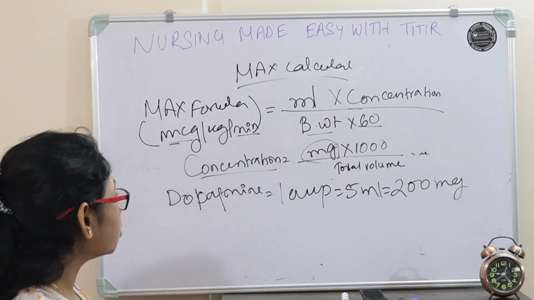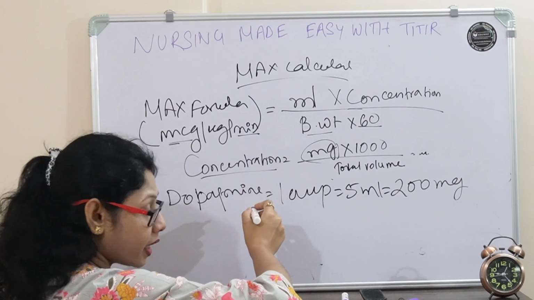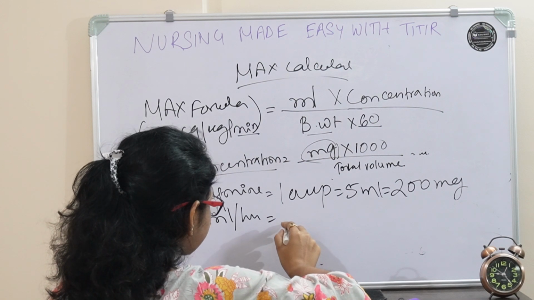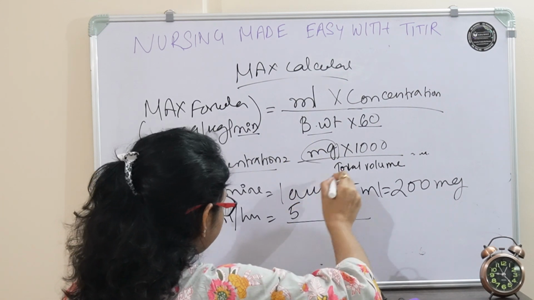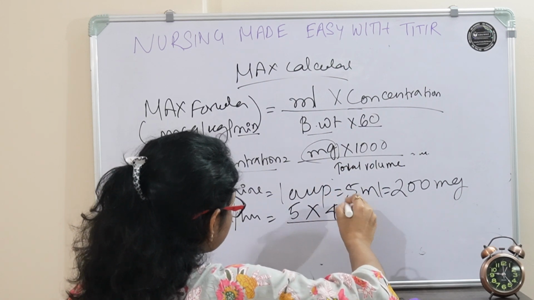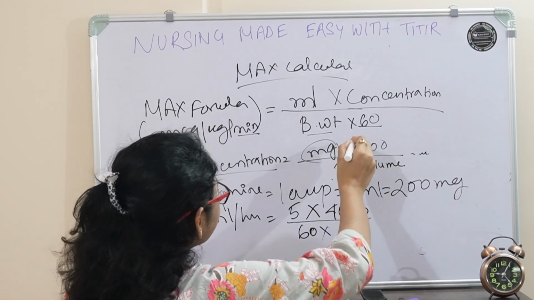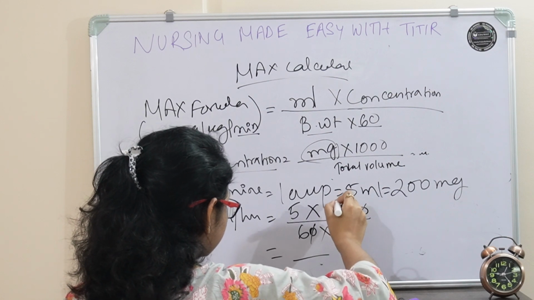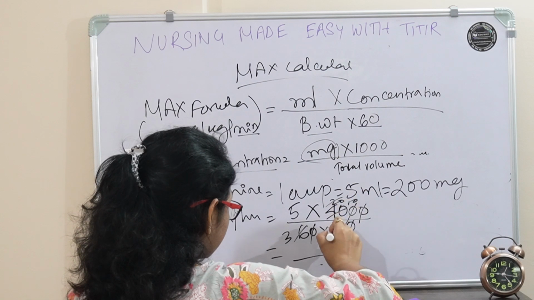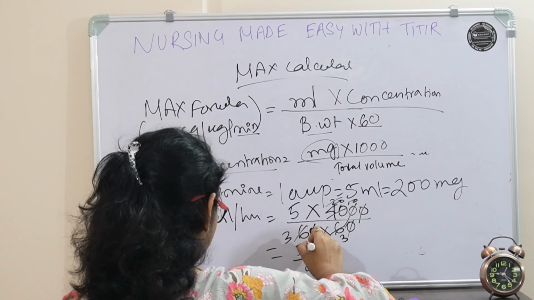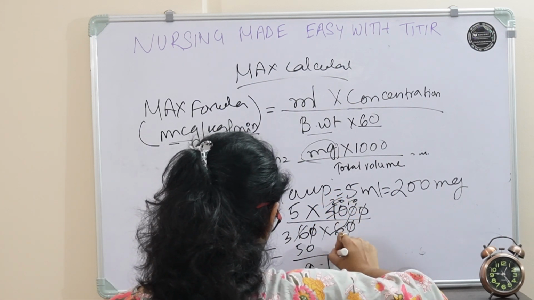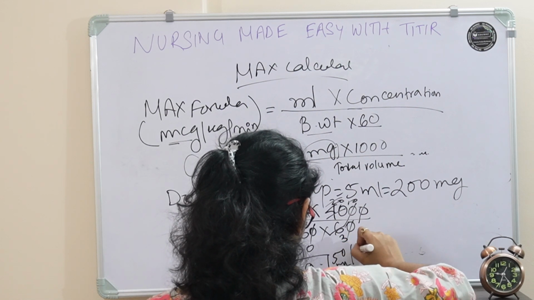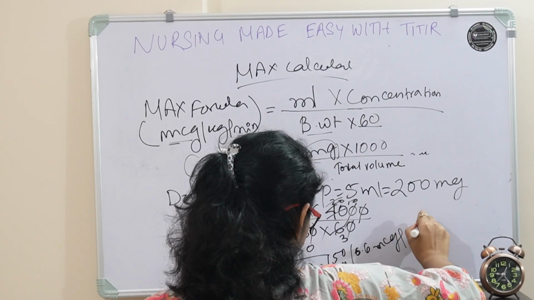After dilution, when we know the concentration of dopamine, now our advice is to start dopamine at 5 ml per hour. So what is the max dose for that? It is 5 into concentration 4000, divided by body weight, let's assume 60, into 60. It will come around 6.6 mcg per kg per minute.